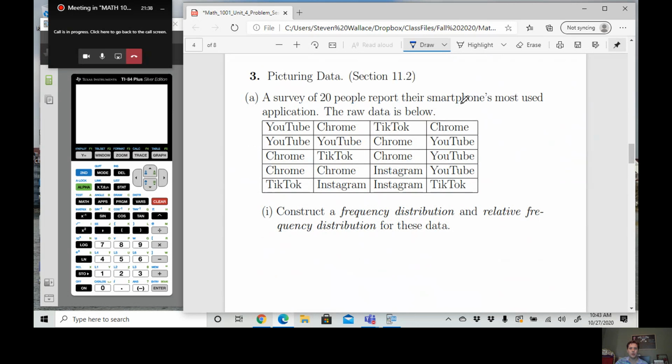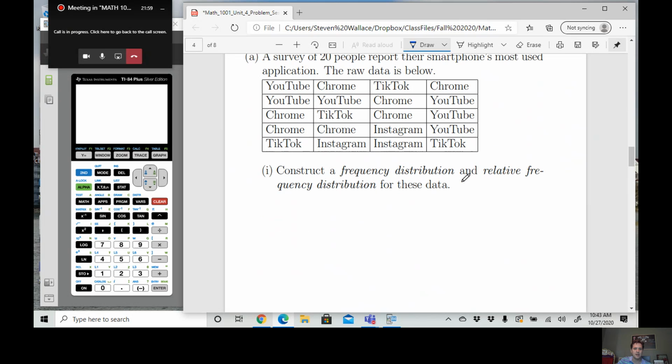A survey of 20 people reports their smartphones' most used application. This is the raw data, okay? Data is sometimes just given as a set of entries. You might be able to make heads or tails of this right away, or maybe not, okay? So this is why we need to have better ways to display the data, okay? It says make a frequency distribution or relative frequency distribution.